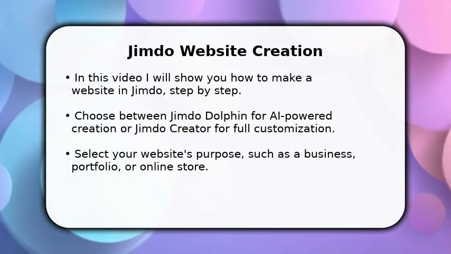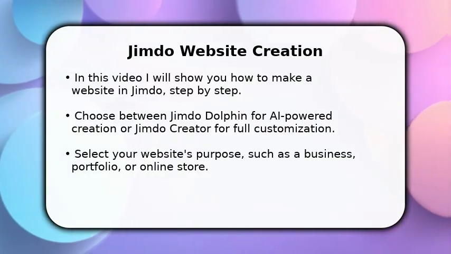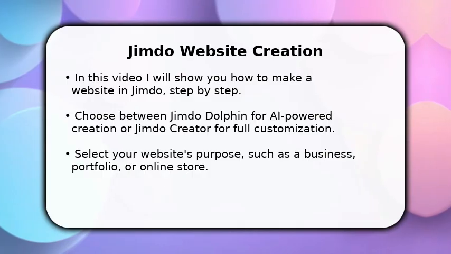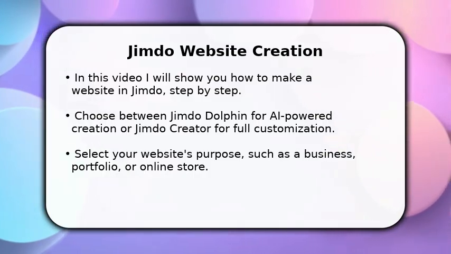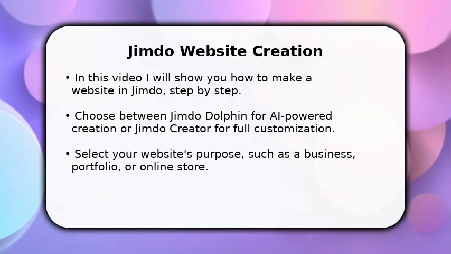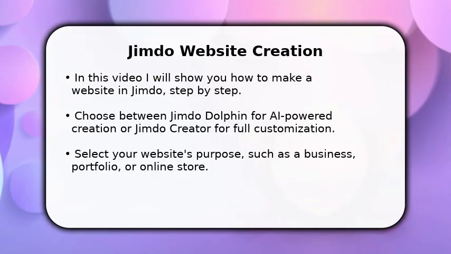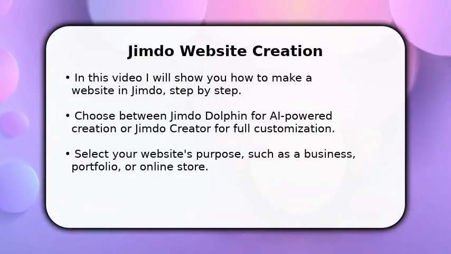Hello everyone. In this video, I will show you how to make a website in Jimdo, step by step. First, you will choose your Jimdo platform, Dolphin for quick AI-driven sites or Creator for more control. Next, define your website's purpose, whether it is for a small business, a personal portfolio, or an online shop. Then, input some initial details about your project to help the AI begin building your site. This initial setup takes only a few minutes.